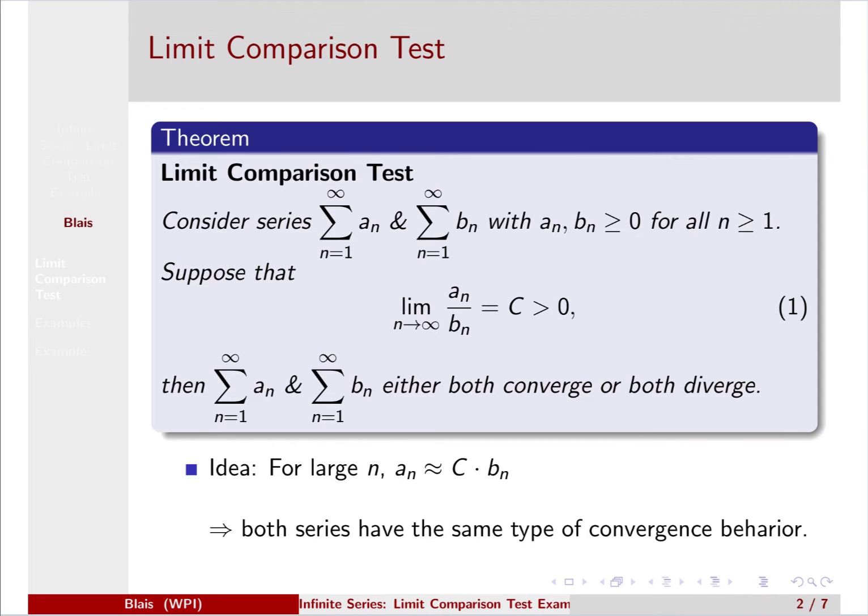And the reason for this is that this limit condition means that for large n, we have a_n over b_n is approximately equal to C, or a_n is approximately C times b_n for large n. And that means, as we go further and further down the line for our sum of a_n, the terms look more and more like a constant times the terms in the b_n sum. And this tethers them together in terms of their behavior.